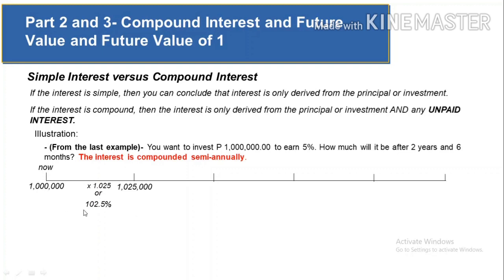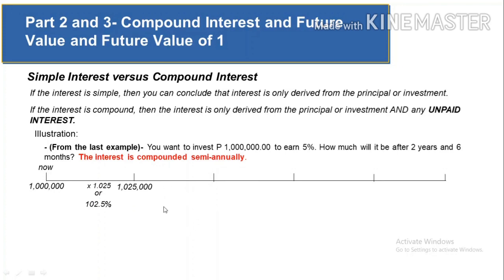So where did the 2.5% come from? It is from the 5%. But then again, this 5% pertains to the annual rate, and we are just considering 6 months, so we're gonna use the 2.5%. So beware of the compounding schedules mentioned in the problem because it will affect the computation.